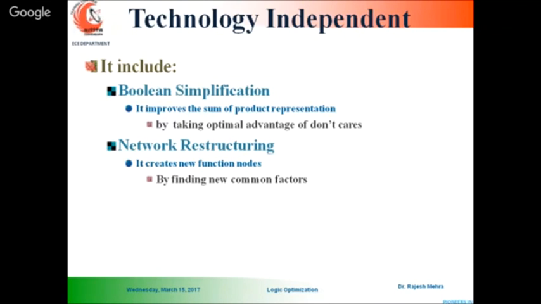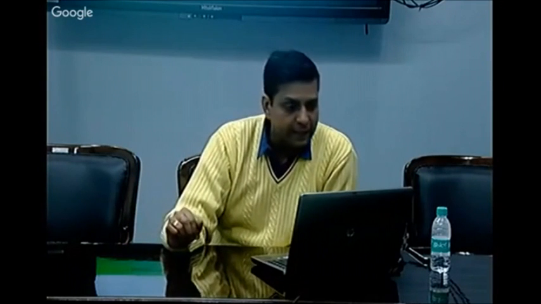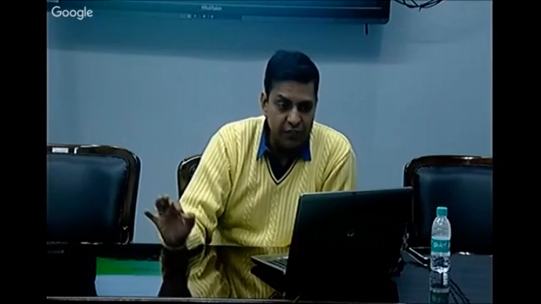If you can remove redundant covers, then it can remove your sum terms. So basically in our K-map or Boolean expression, we try to reduce the number of product terms and we try to reduce the number of sum terms. So that is your sum of product. It improves the sum of product representation by taking optimal advantage of don't cares. You use don't cares and you try to make the groups, covers.